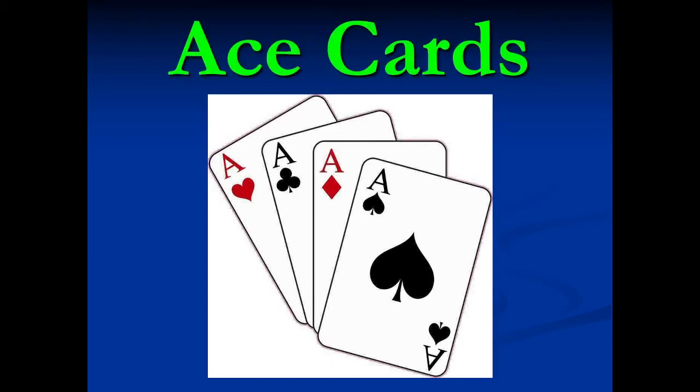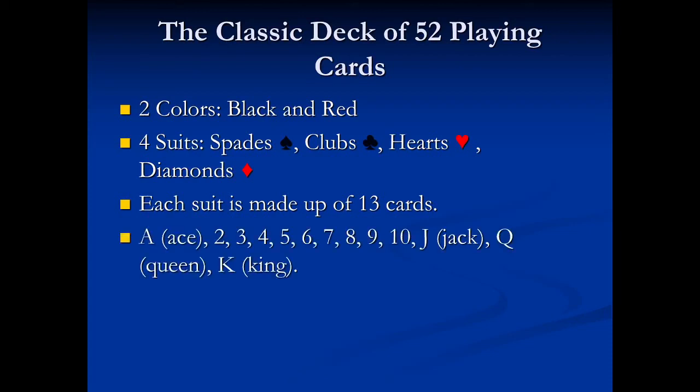Okay, let's summarize everything first about the playing cards. We have two colors, black and red. Four suits: the spades, the clubs, the hearts, and the diamonds. Each suit is made up of 13 cards. So take note, there are 13 spades, 13 clubs, 13 hearts, and 13 diamonds. Is that clear, Section Ruby? Okay. An ace, number 2 to 10, the jack, the queen, and the king. Those are the 13 cards.